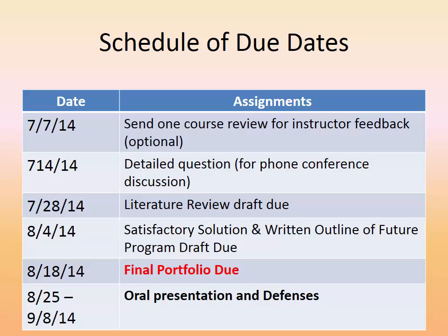The final portfolio must be submitted before August 18th, 2014. Let me know if you cannot meet this final deadline.